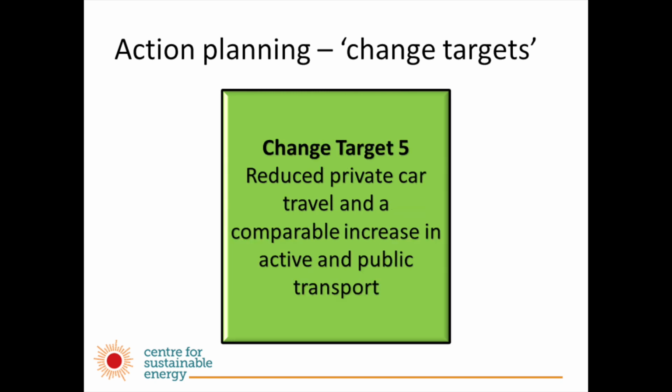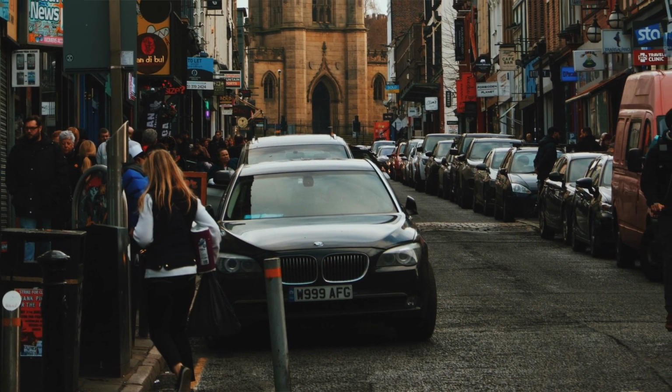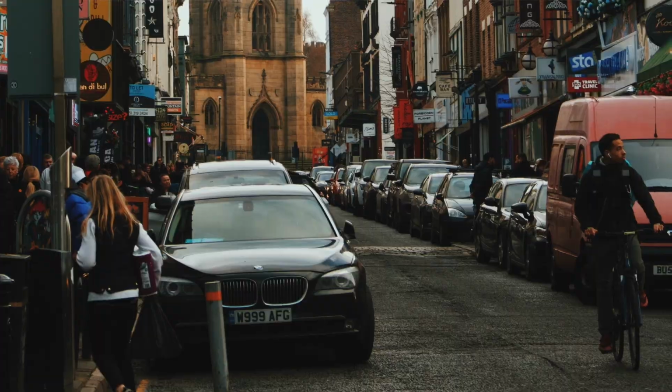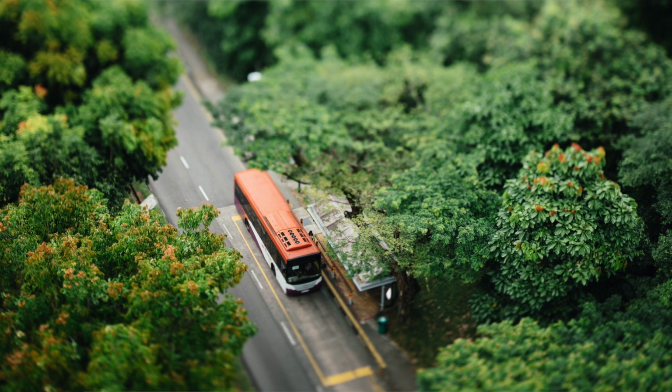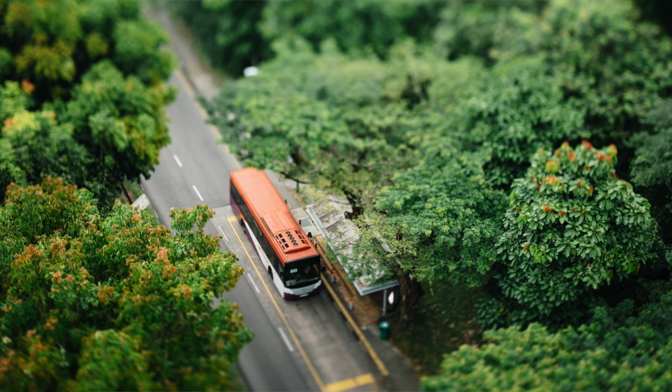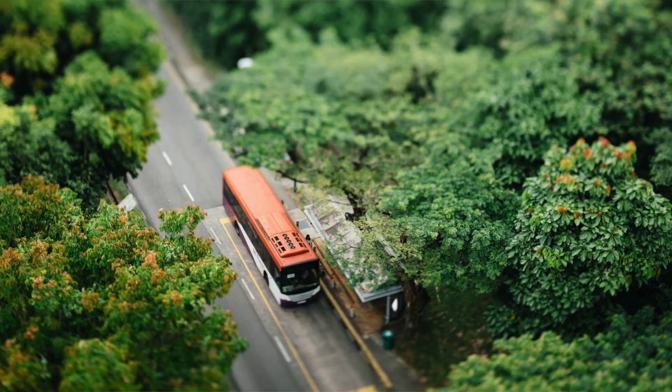The fifth change target is that we have to reduce the amount of travel we do in the private cars that we own and increase active and public transport. And we all know this is a real touch paper issue in rural areas, the lack of public transport. Again, a network of parish councils coming together to look at transport and understanding what their needs are is really useful.